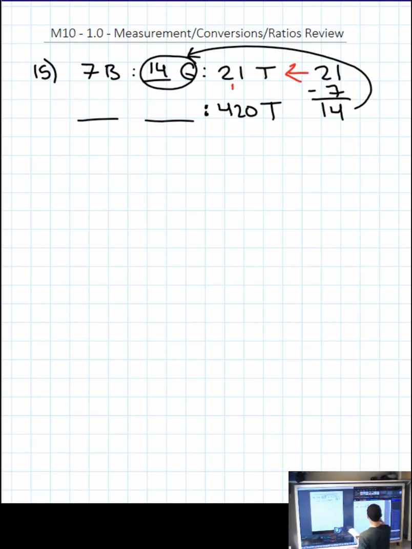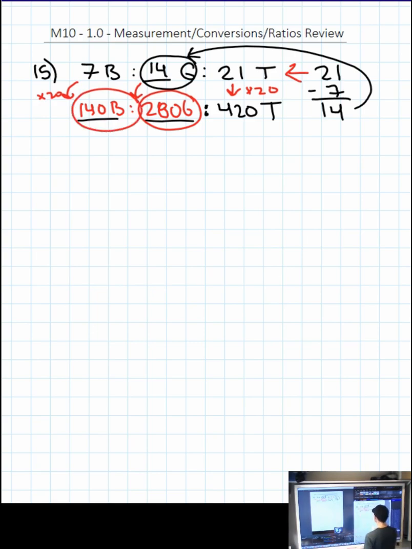Now, how do we get from 21 to 420? Well, we just do the bigger 420 divided by the smaller 21, and we're simply timesing by 20. So we can take 7 and times it by 20, and we're going to get 140 boys. And if we take 14 and times it by 20, we're going to get 280 girls. And 140 plus 280 is equal to the total. So again, we can have part-to-part ratios and part-to-total ratios, or part-to-part-to-total ratios.